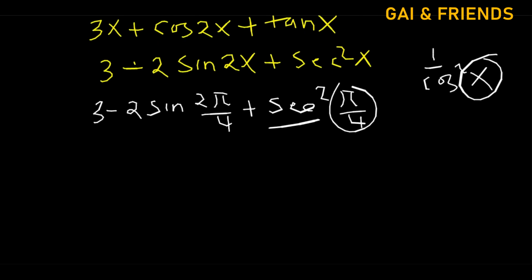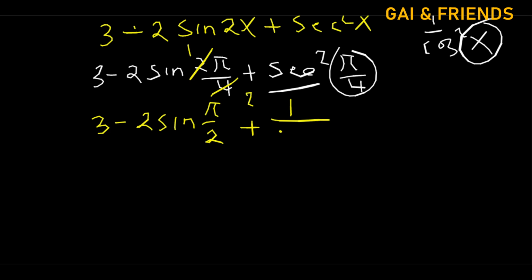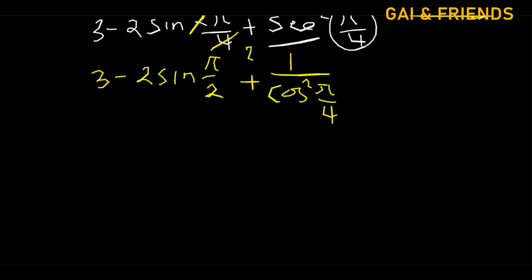And by wisely, I mean you need to put it in radian when dealing with trigonometry functions like this. So our equation is going to be 3 minus 2 sine pi out of 2, because you've got to cancel some things here, plus 1 out of cosine square pi out of 4. We have taken the identity of this and put it here. Now you plug them in your calculator, making sure that it is in radian.